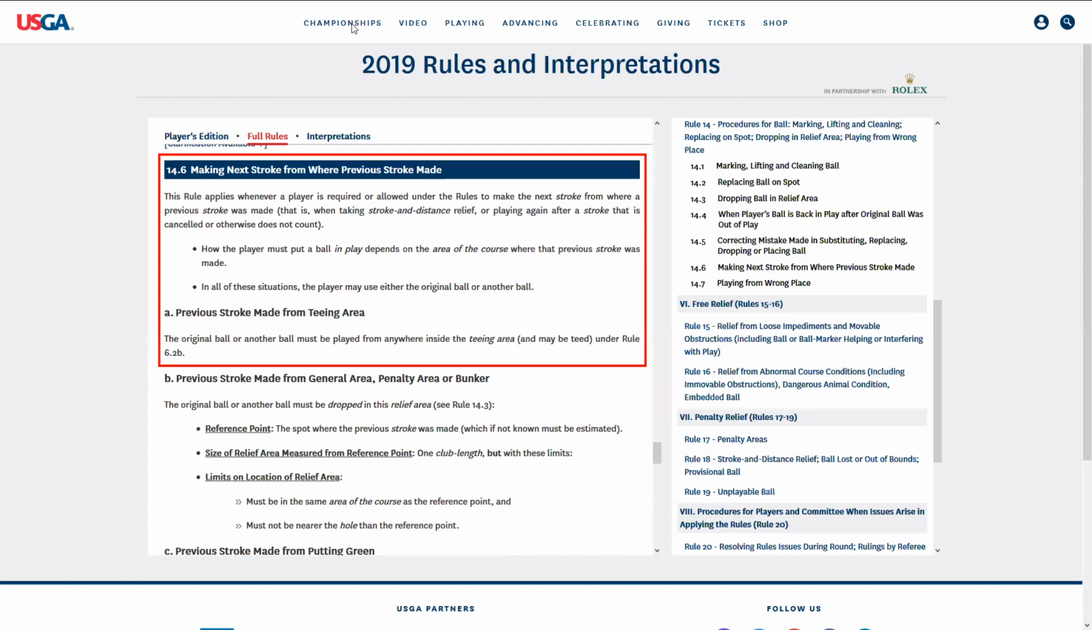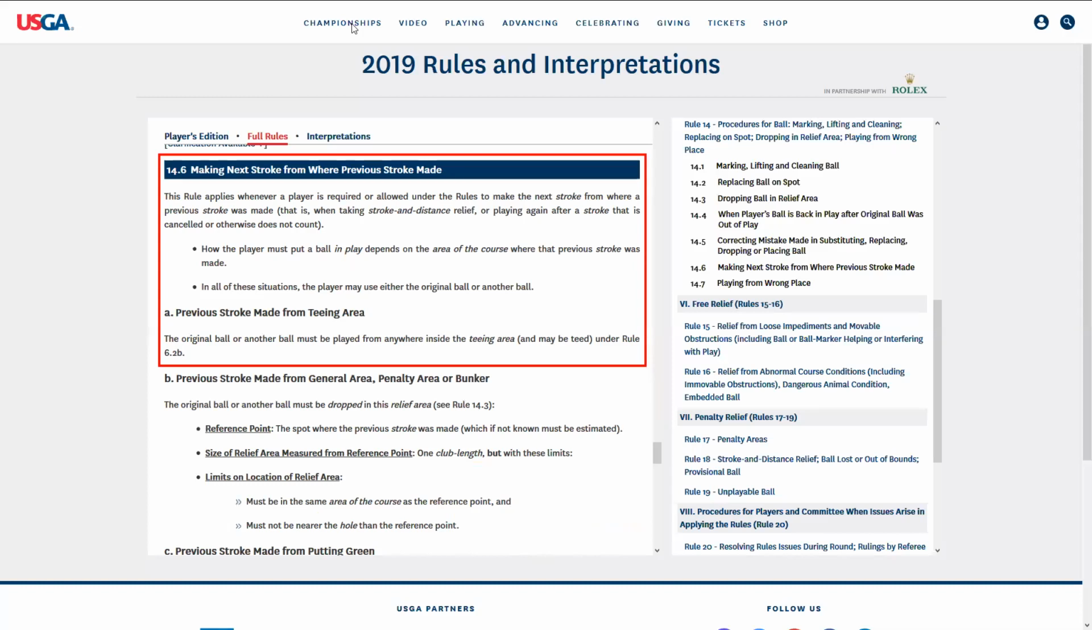And the reason that you can substitute balls, and we discussed this under 6.3b, is that about the only time you can't substitute a ball is if you're replacing it. And you are not replacing a ball if you've made the stroke and now you have to play from where you previously played from. All right, 14.6a, previous stroke made from teeing area. So we're going to go through this and then we're going to look at the illustration of the next page. The original ball or another ball must be played from anywhere inside the teeing area.